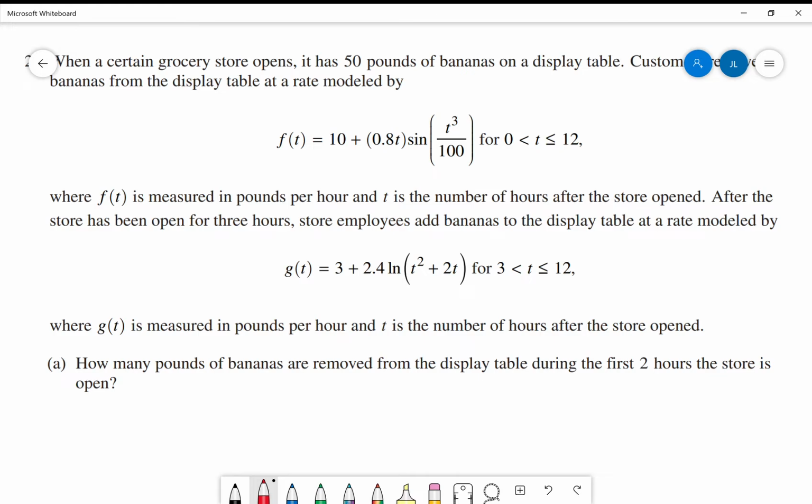When a certain grocery store opens, it has 50 pounds of bananas on the display table. Here, underline or circle 50 pounds of bananas because this is your initial amount. You want to do this so that later on you don't forget that this is here in the problem. Customers remove bananas from the display table at a rate modeled by f of t. Now next to f of t, I would put rate out because you're removing the bananas at this rate.